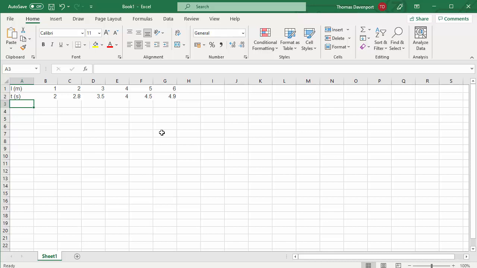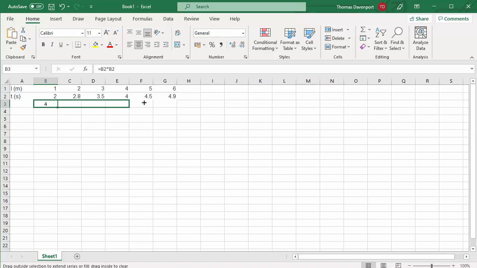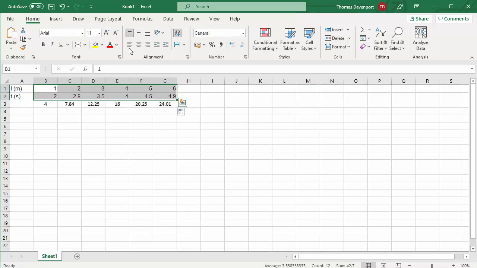So what we're going to do now is to square the time row, so that means that this cell here is equal to that cell times the same cell. Okay, so that makes it T squared, and then I'm going to copy those across there so they're all squared, and let's just make sure that they're all.